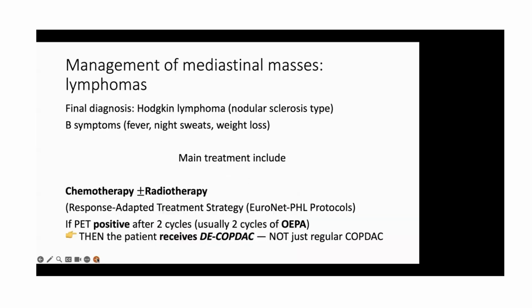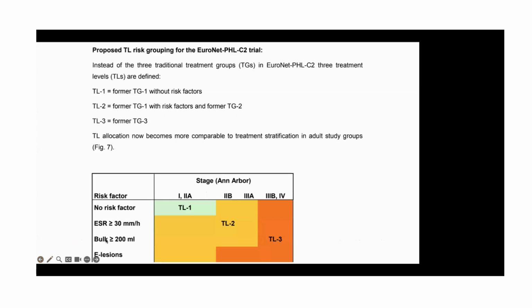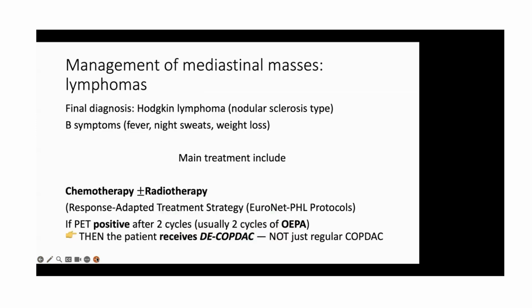So what is the management of mediastinal masses, especially when we are talking about lymphomas? The final diagnosis of this patient was Hodgkin lymphoma, nodular sclerosis type, the most common type. And the patient had B symptoms. This means that whenever the patient has fever, night sweats, and weight loss, these are considered B symptoms. B symptoms are also important for the staging, and we write the stage and then B next to it.